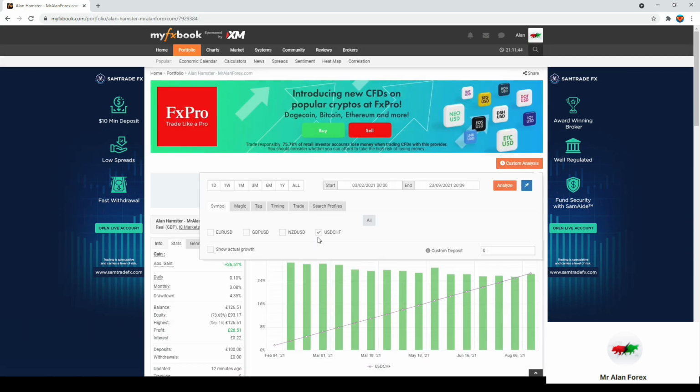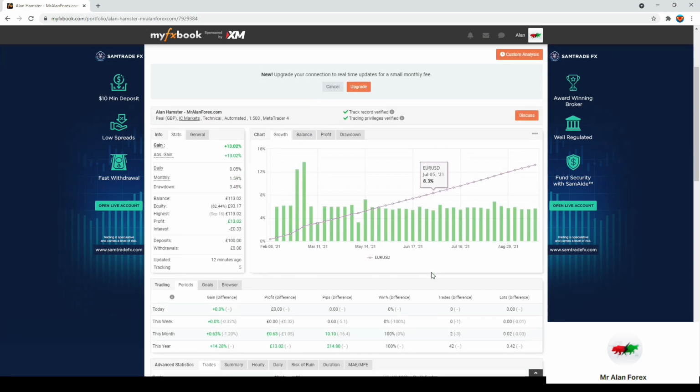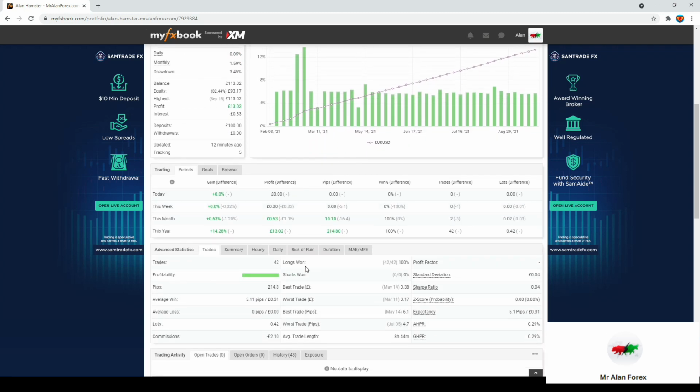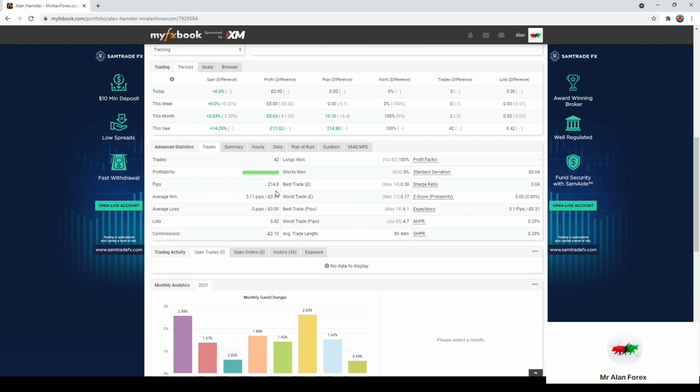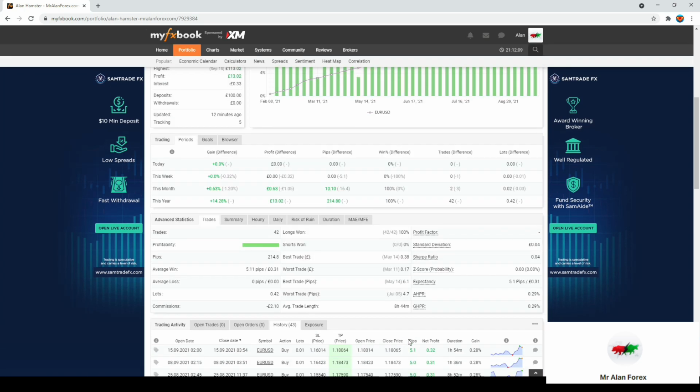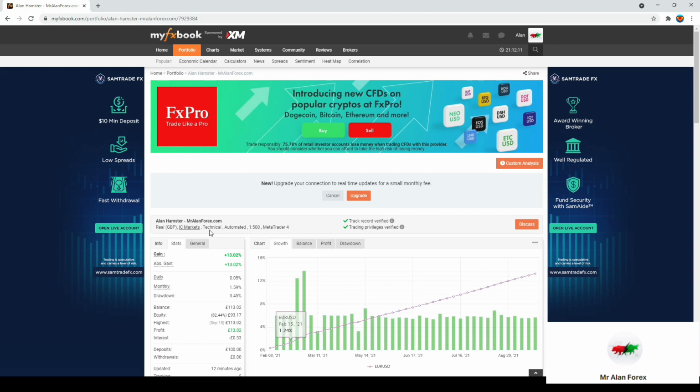And likewise, the other winner was Euro dollar. So this is the other optimization which has worked really well as well. And you can see here since February, this one's done a lot more trades, 42 trades. And it's done 214 pips, so a smaller number of pips. One of the reasons is because it's only targeting 5 pips. So obviously this one also needs to be IC Markets or any low spread broker. As you can see here, it's also a real account.